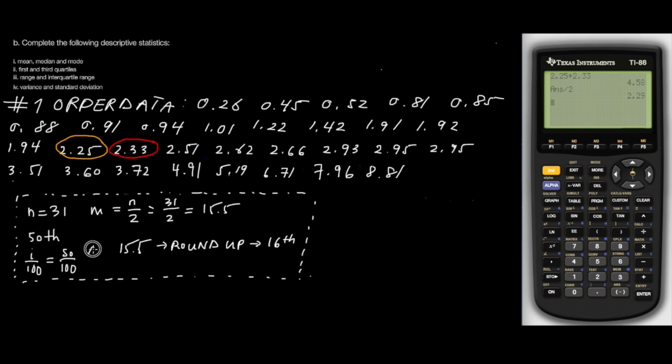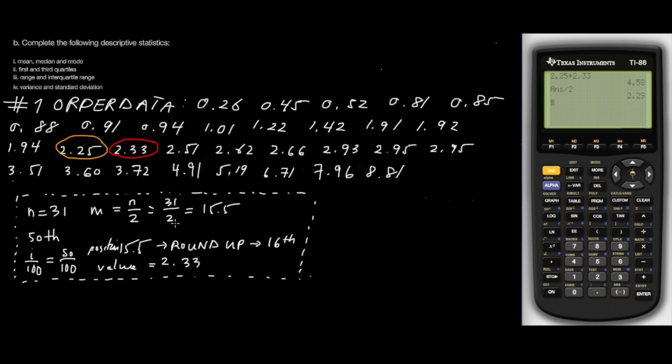Okay, so this is my position, and so the value will equal, so we already know what the 16th value is from the prior example, it will be 2.33. So notice how it does make a difference. Before it was the average of these two right here, which gave us 2.29, but for an uneven sample size, we have to take the position that's given to us, which is 15.5, and round up to the next position. So 2.33 would be the median value.